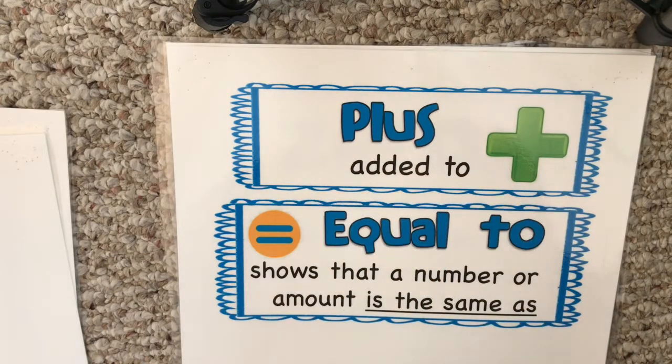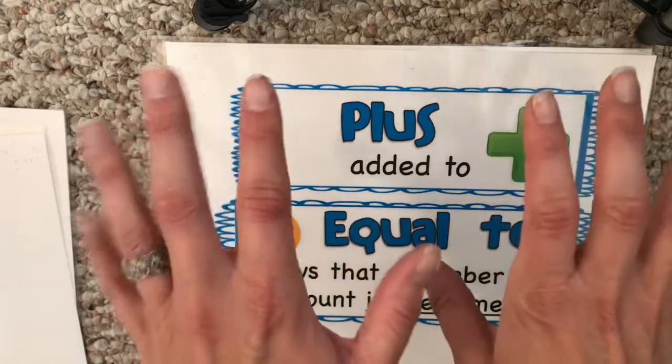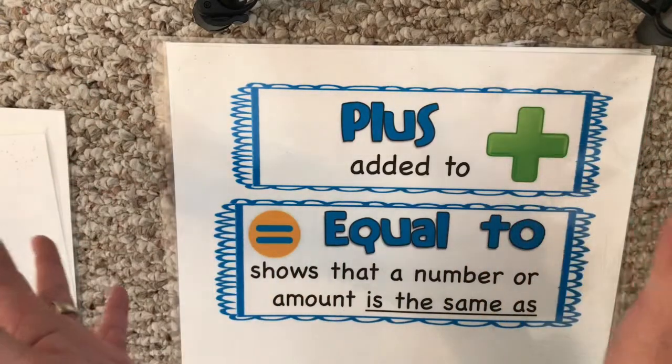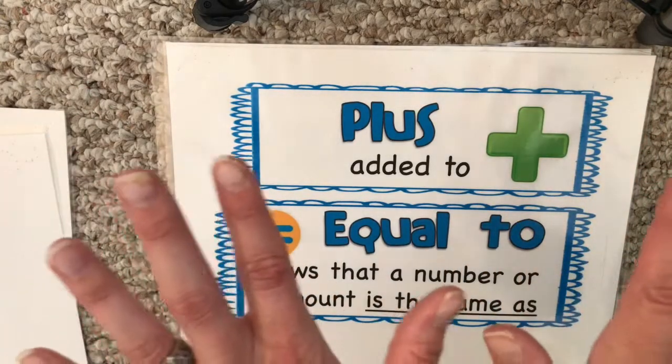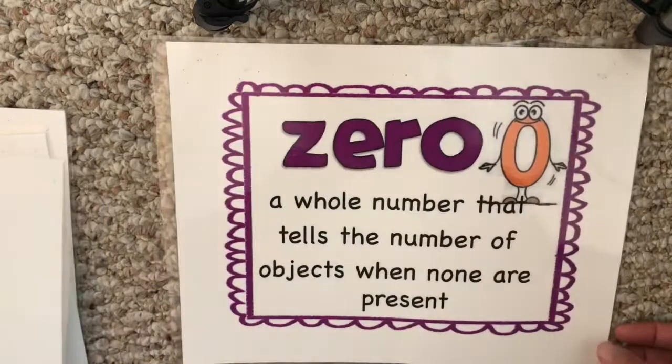It would also mean if I had 5 fingers on this hand, it's equal to this hand. I have 5 fingers here and I have 5 fingers here. They're equal, or it means that it is showing the same amount. Okay, equal means showing the same amount.